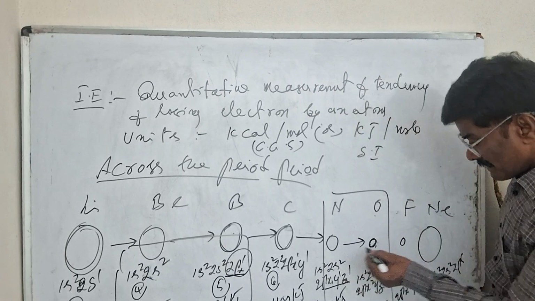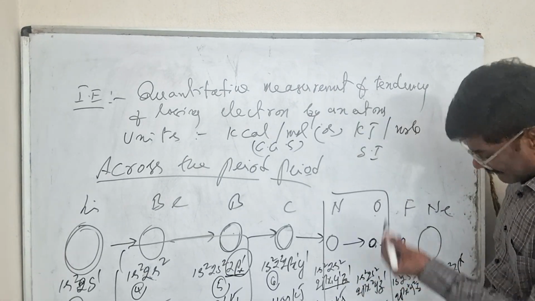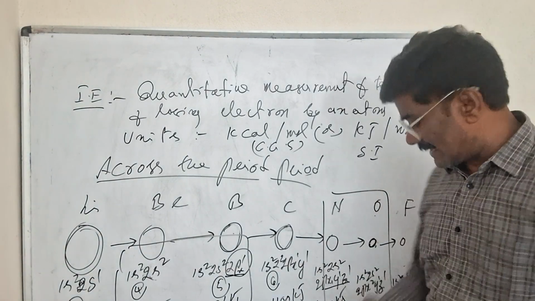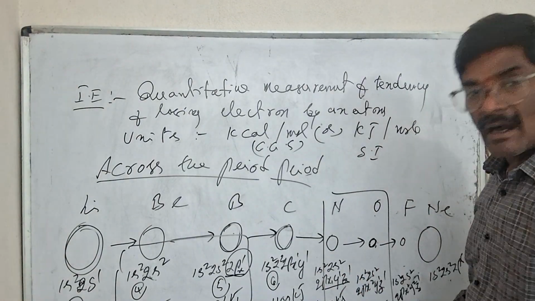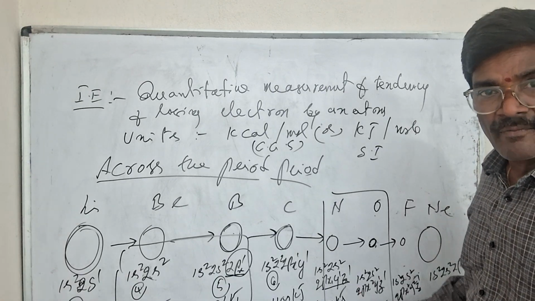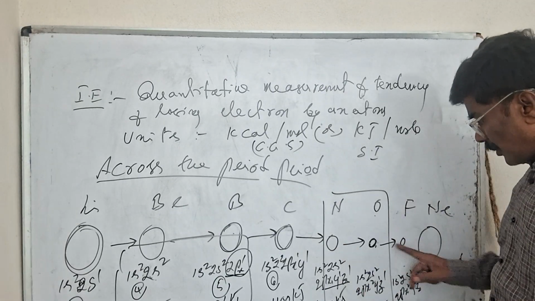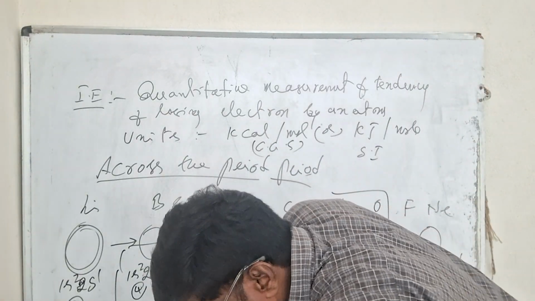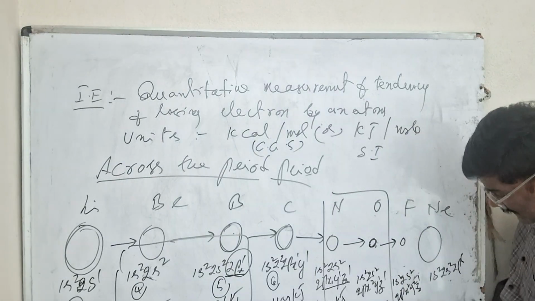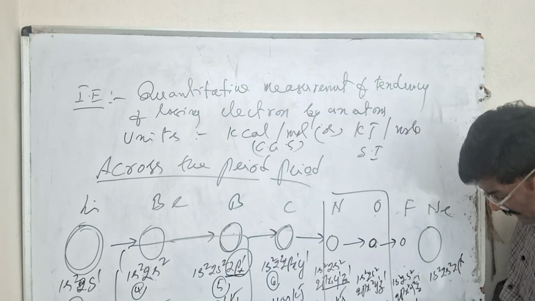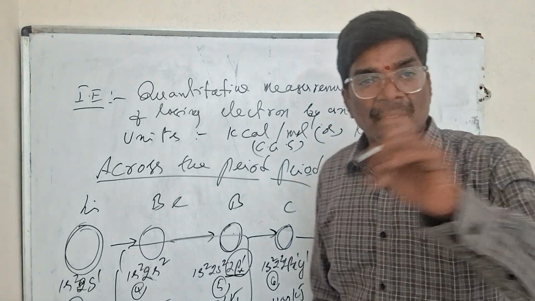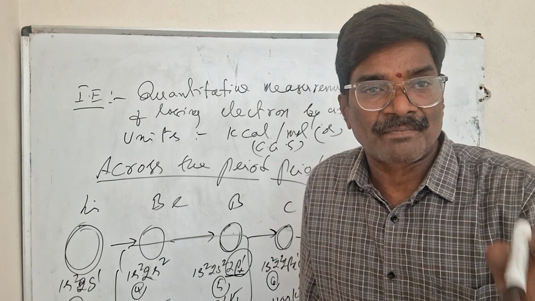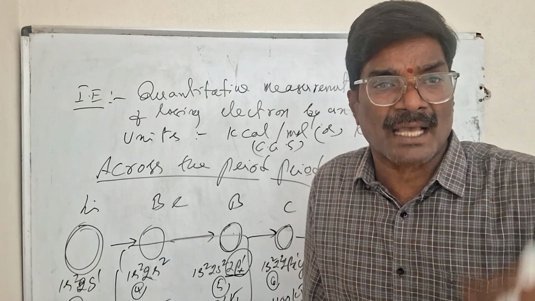From oxygen to fluorine, yes, the size factor: size decreases. Here it decreased because the half-filled condition is disturbed. From oxygen to fluorine, it again starts increasing. How much increased in fluorine? Nearly 1700 kilojoules. Nobody is supposed to memorize these values by heart. You should know the reason whether it increases or decreases, and why.